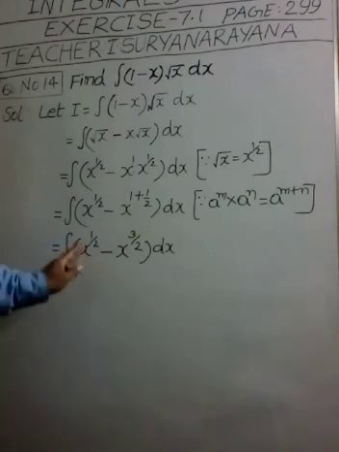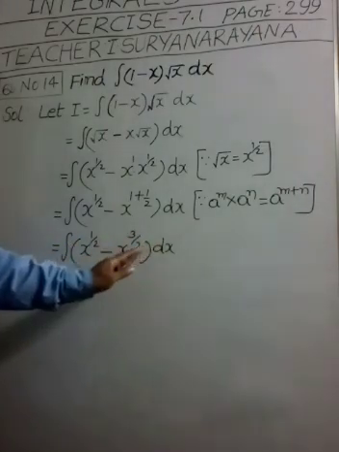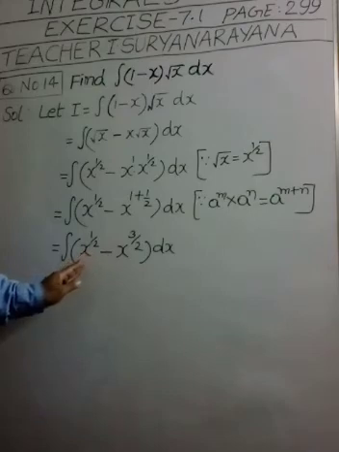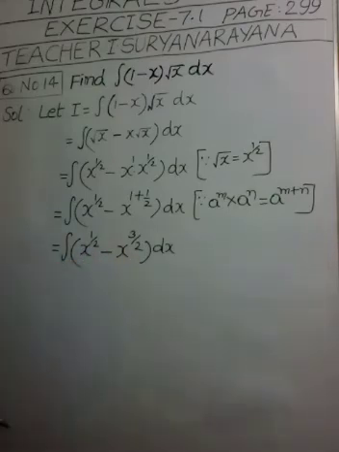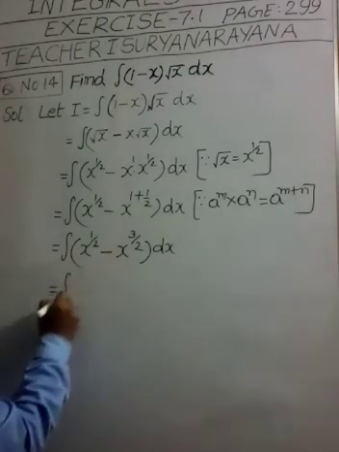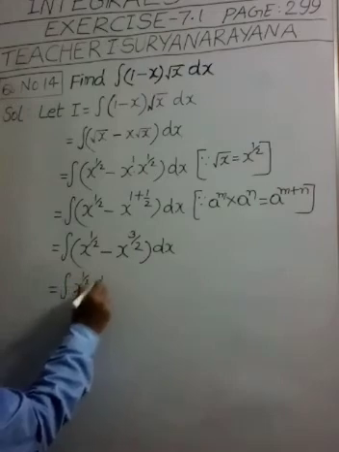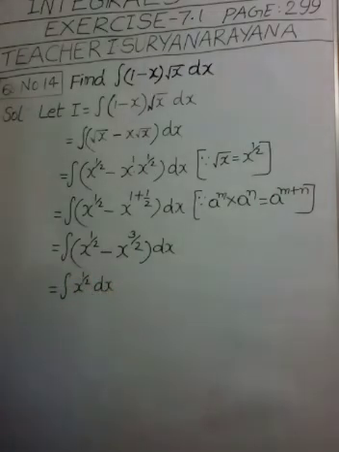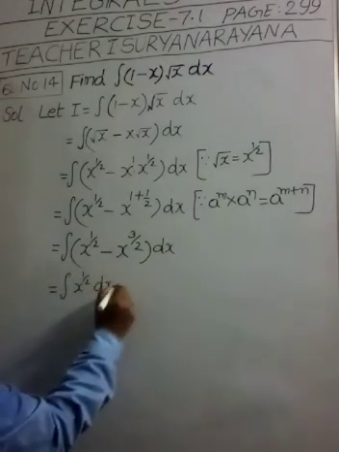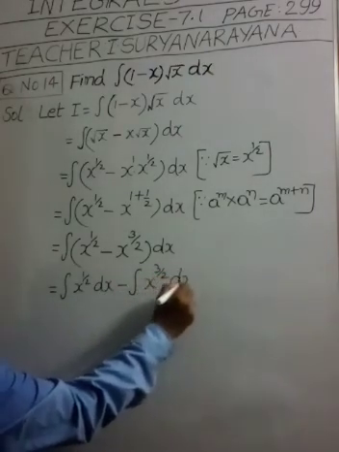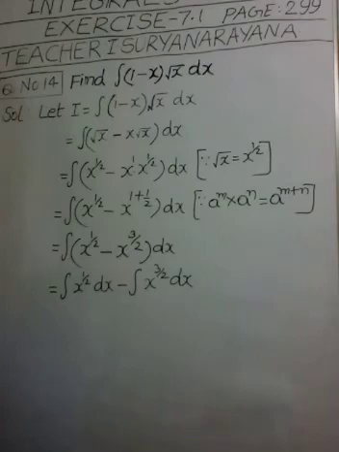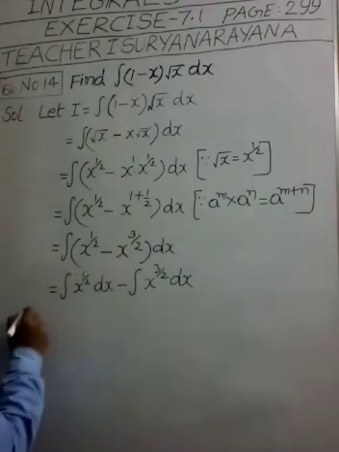Right. Now we split into two integrals because the integrand is a combination of two terms. So we can find the integral of each and every term separately. So that is equal to integral x to the power of 1 by 2 dx minus integral x to the power of 3 by 2 dx.